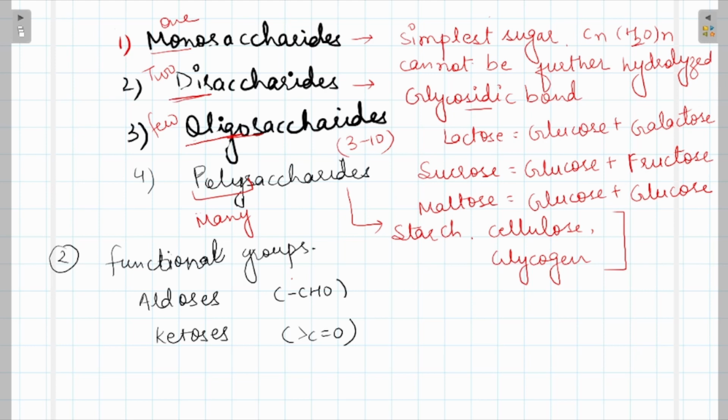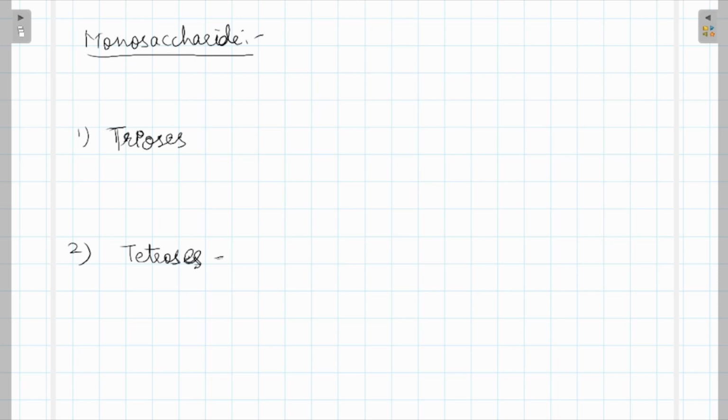Now the second classification, on the basis of functional group, is aldoses and ketoses. If an aldehyde group is present, it's called aldoses. If a keto group is present, it's called ketoses. Now the next is monosaccharides. So we have already discussed that monosaccharides are the simplest sugars. They contain a single functional group. Maybe the functional group is aldehyde or maybe it is a ketone group. Okay, but it will be only one. So the functional group is single and hydroxyl groups are many.